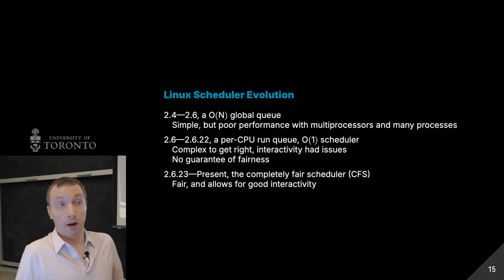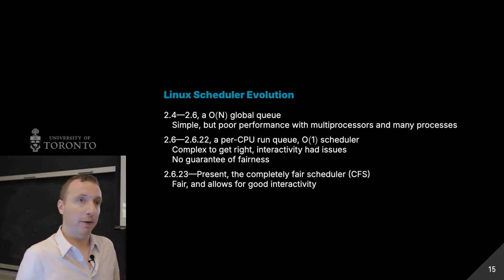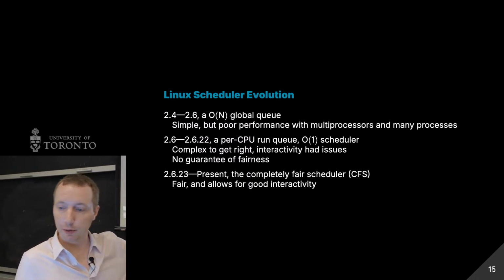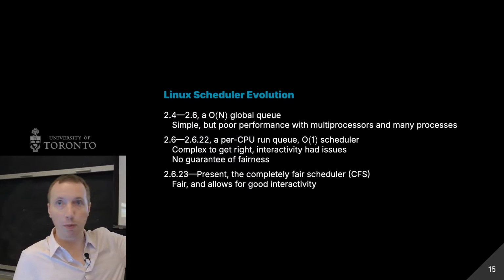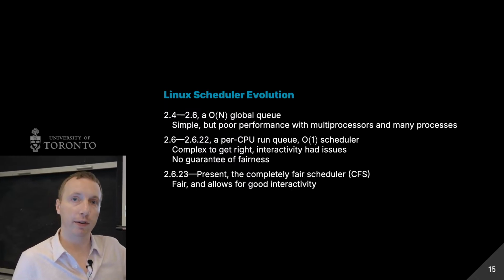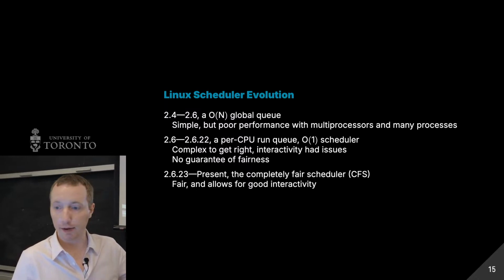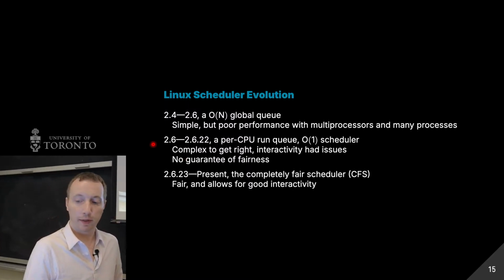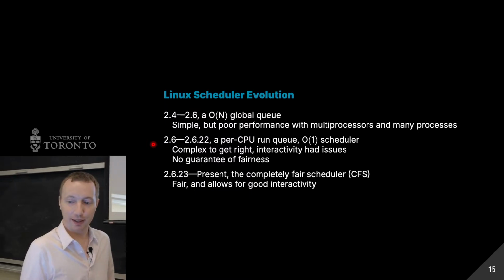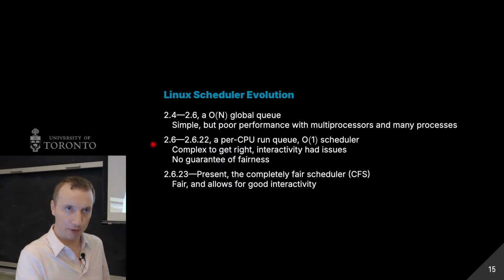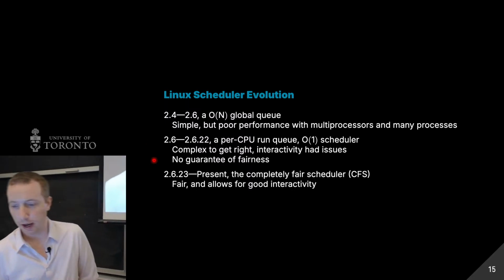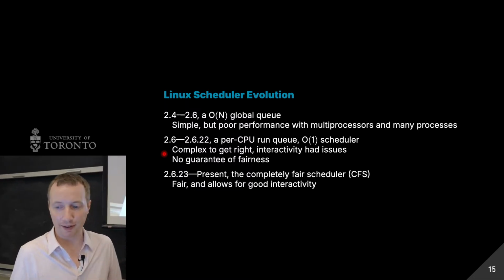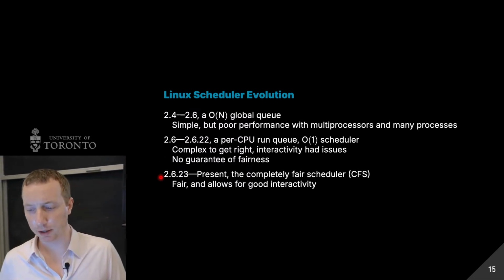So where we are at right now for the Linux scheduler for normal processes. Back in the day in 2.4, that had that big global queue that just doled out processes to CPU cores as they were idle. Then later we got the per CPU core queues. That was slightly complicated to actually get right. Interactivity had issues, switching processes, work stealing, all of that. And there was actually no guarantee of fairness or anything like that that we could make. We tried our best, but it turned out not to be very good.